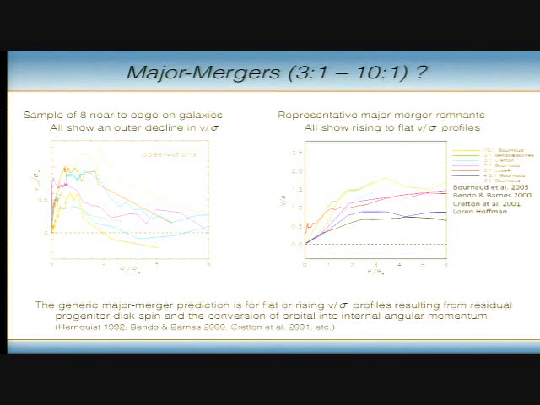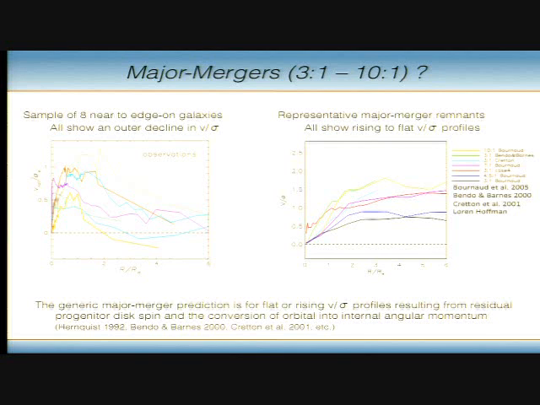So we wanted to figure out what could create this behavior. So we started comparing to simulations people have done trying to create elliptical galaxies. And the first thing we compared to was the more canonical idea of, okay, you form elliptical galaxies with major mergers, maybe somewhere between 3 to 1 to 10 to 1.